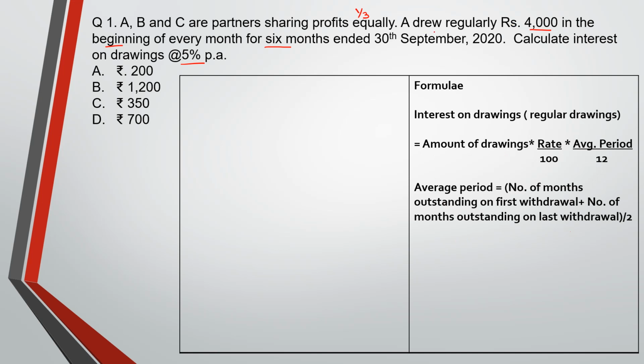It is said that A drew regularly 4,000 in beginning of every month for 6 months. So this is very important. Therefore, the amount of drawings in this case is rupees 4,000 withdrawn for 6 months. So it is rupees 24,000. Further, the rate of drawing available is 5% per annum. Now we go for the computation of average period.